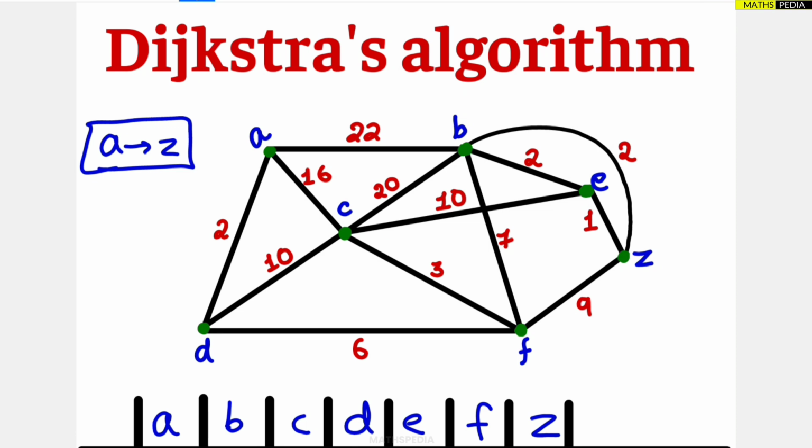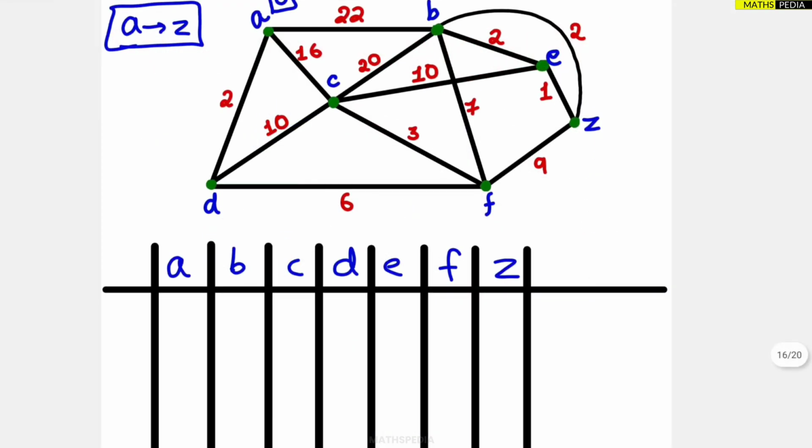There are two things: one is the permanent label and the other is the temporary label. Each vertex will get a permanent label as well as a temporary one. But for A, since you are starting from A, you have to assume one permanent label. I am going to assume it as 0, and I am putting it in a box to identify it as a permanent label. Why am I taking A? Because they have asked us to go from A to Z. That's why I am assuming 0 is the permanent label for A. So put 0 for A.